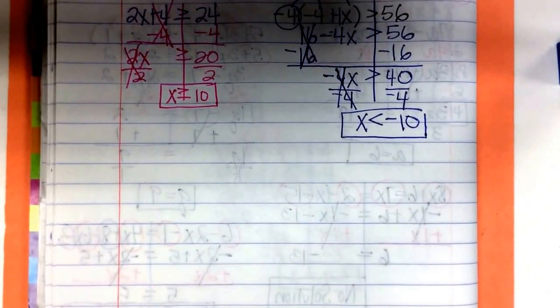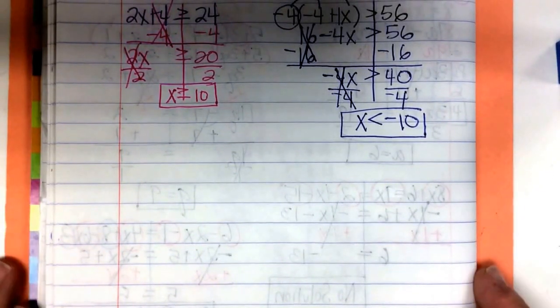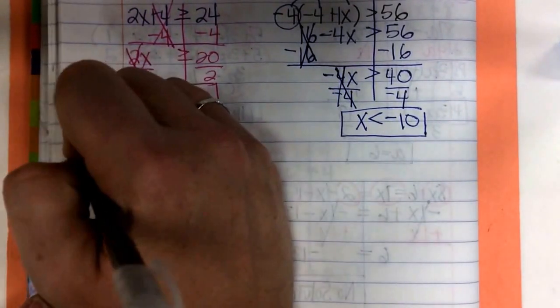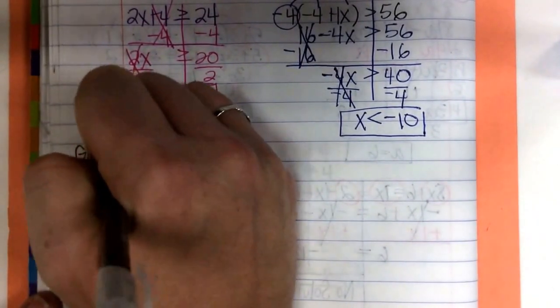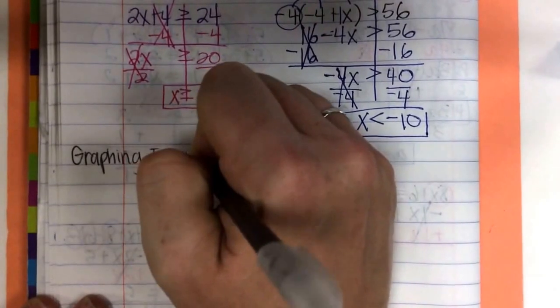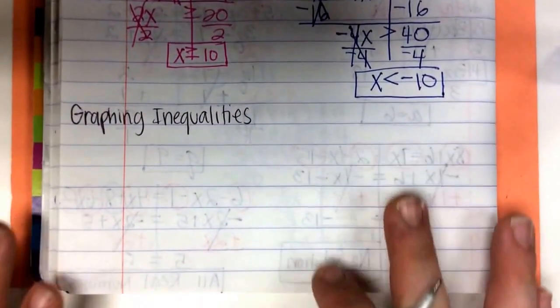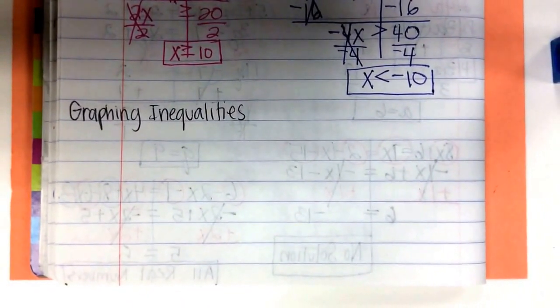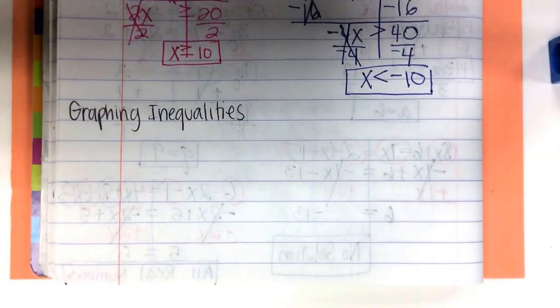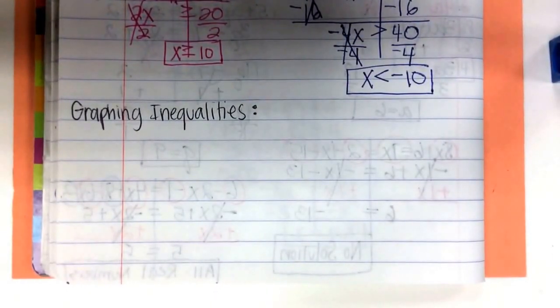All right, so let's talk one more thing. Are we going to write down or do another problem? Write down. Graphing inequalities. Because you're also going to be asked to graph your answer. Graphing inequalities happens on a number line.